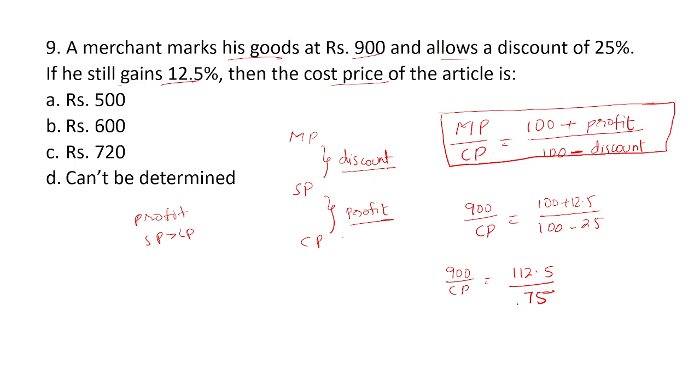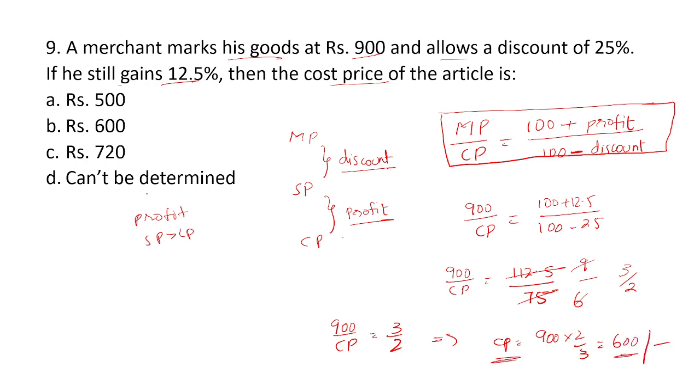How many times 12.5 makes 75? 6 times: 12.5 twos are 25 and 25 threes are 75. So 6 times. And 112.5 is 12.5 times 9. So it is 9 by 6, which I can cancel as 3 by 2. So 900 by cost price equals 3 by 2, whereas cost price equals 900 into 2 by 3, which is 600 rupees. So the cost price is 600 rupees. Remember the formula, guys. We'll jump on to the next problem now.